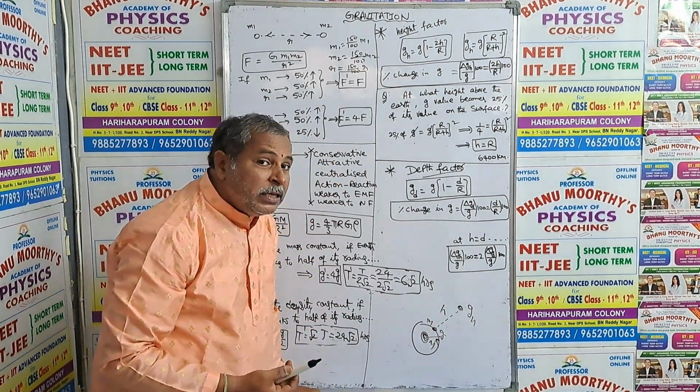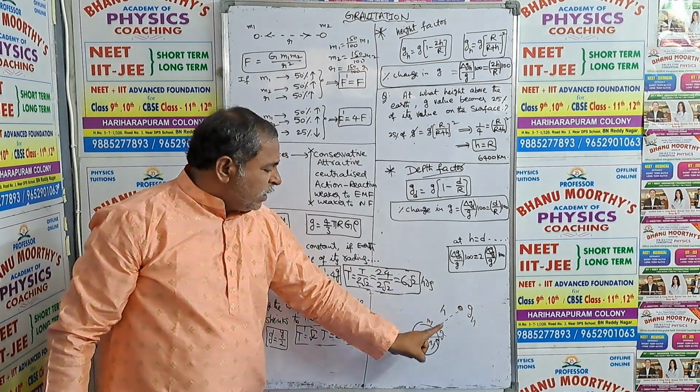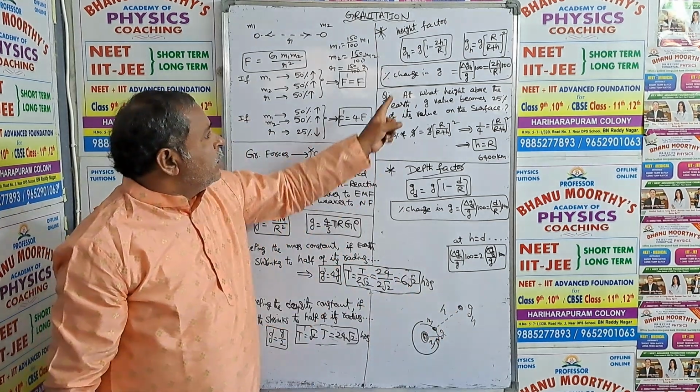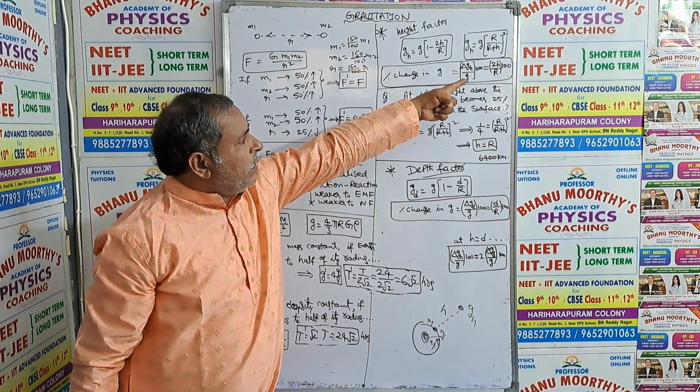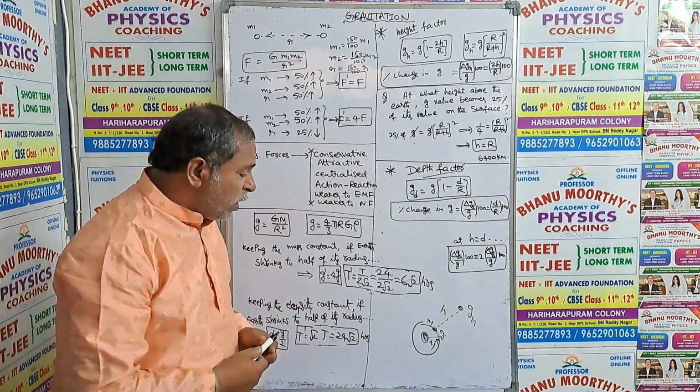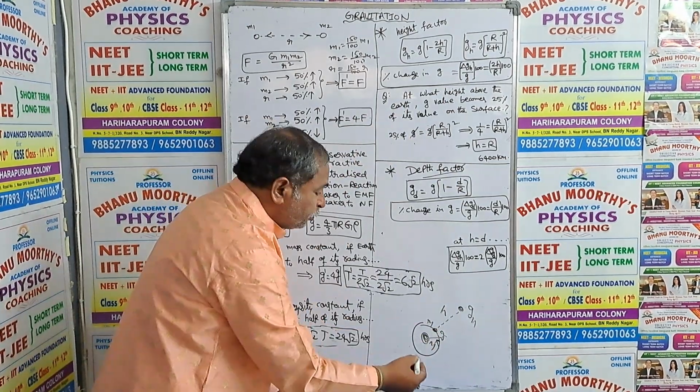Percentage change means what? (g_h minus delta g_h) divided by g into 100. Delta g_h by g into 100, that is 2h by R. How can you get this formula? Now I am telling you here.